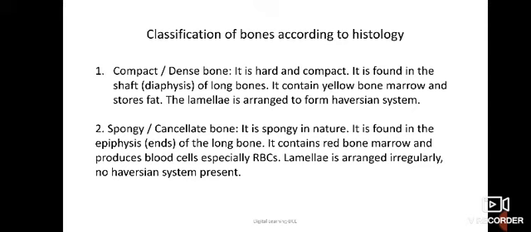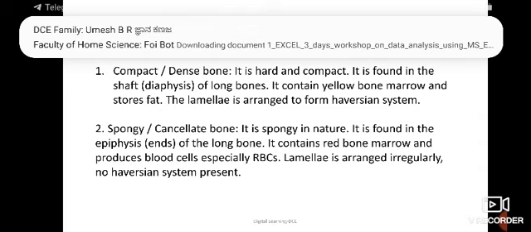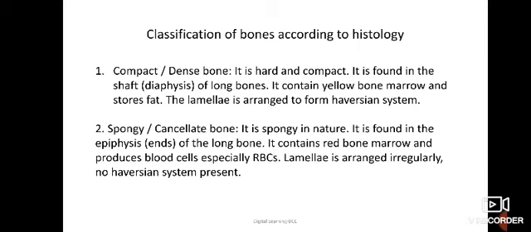Bones also can be classified according to the histology. According to this, compact bone or dense bone is the hard and compact type. It is found in the shaft, also called diaphysis, that is the body or middle part of the long bone. It contains yellow bone marrow and stores fat. The lamellae are arranged to form the Haversian system.